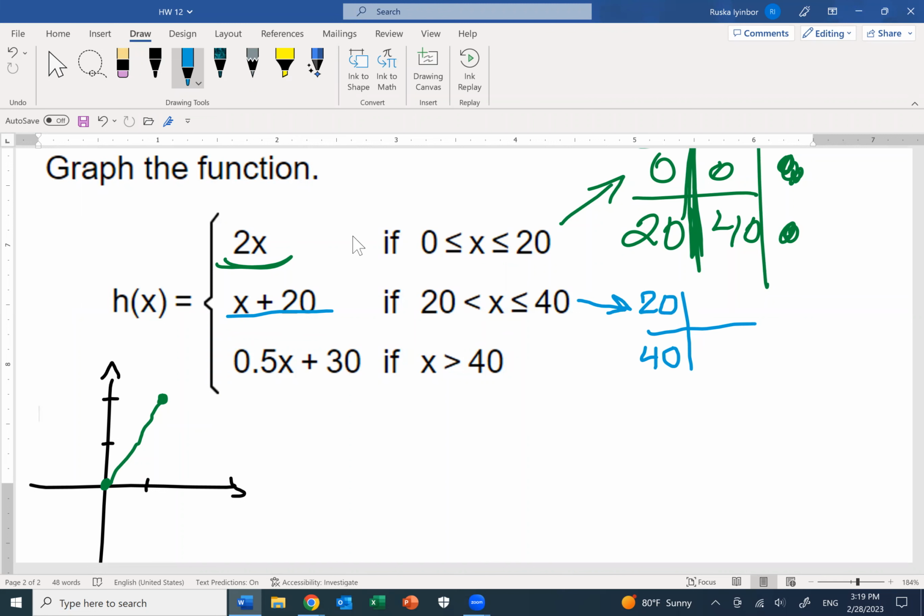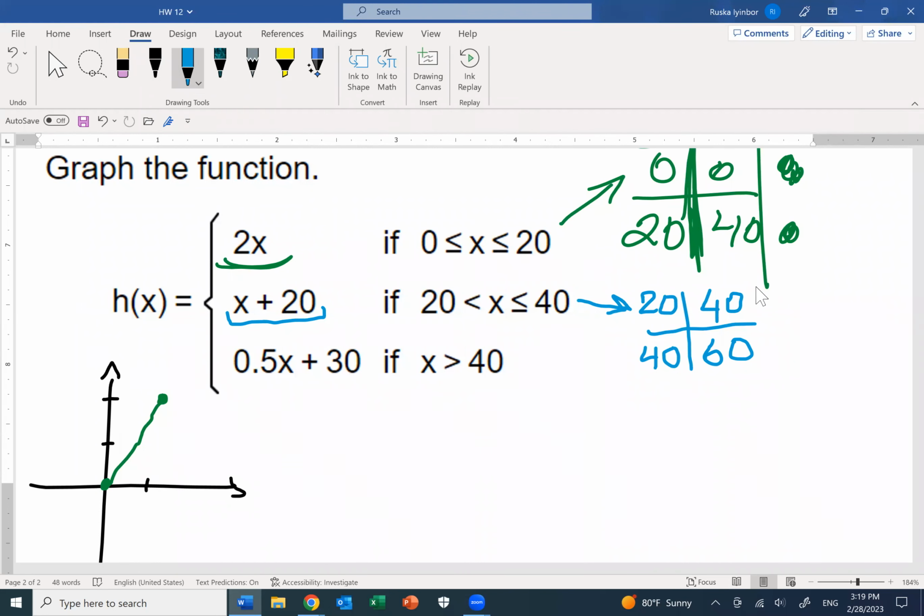Now, when I replace x with 20, the function is x plus 20. So this is the function. This is where I'm plugging in x plus 20. So when x is 20, 20 plus 20 is 40. Y is going to be 40. Then when x is 40, 40 plus 20 gives me 60. So those are the 2 points I'm going to graph.